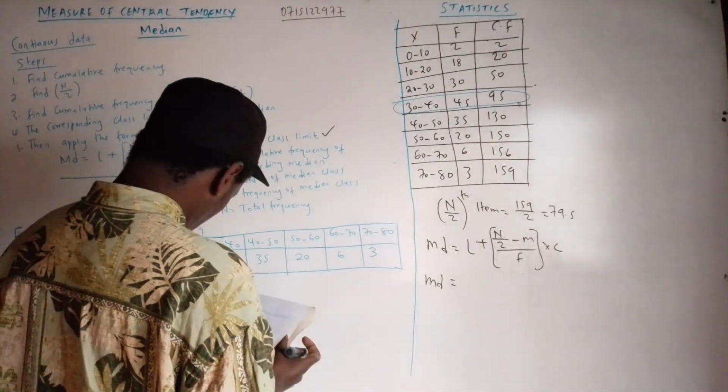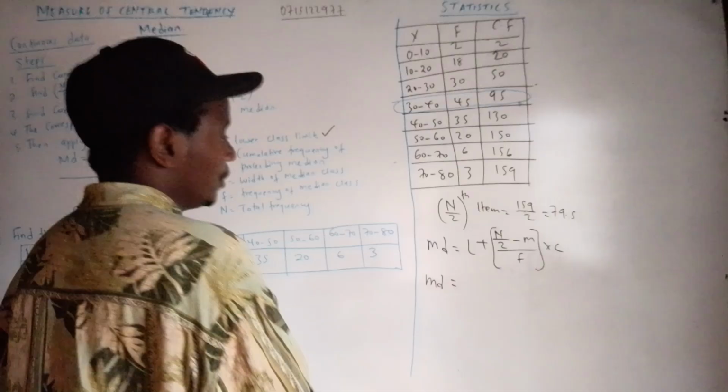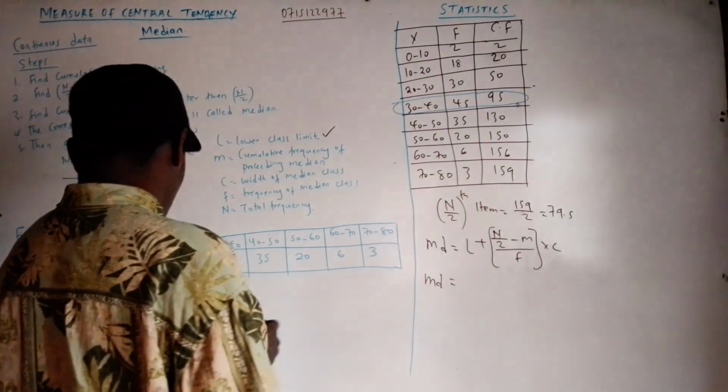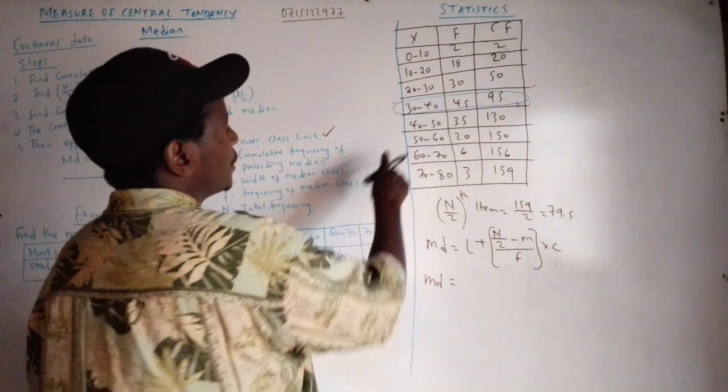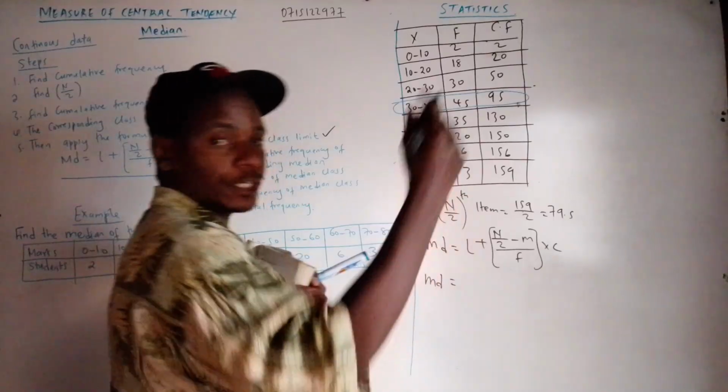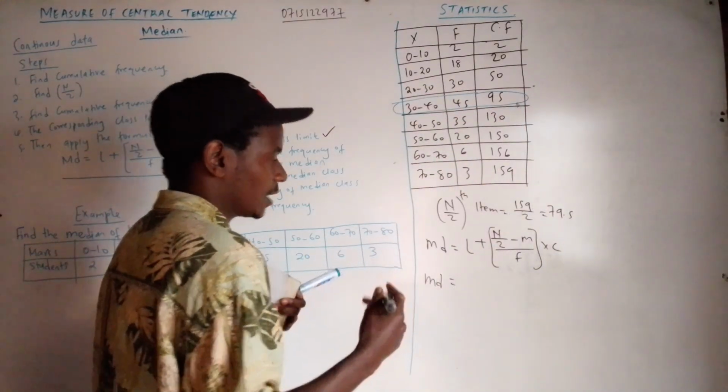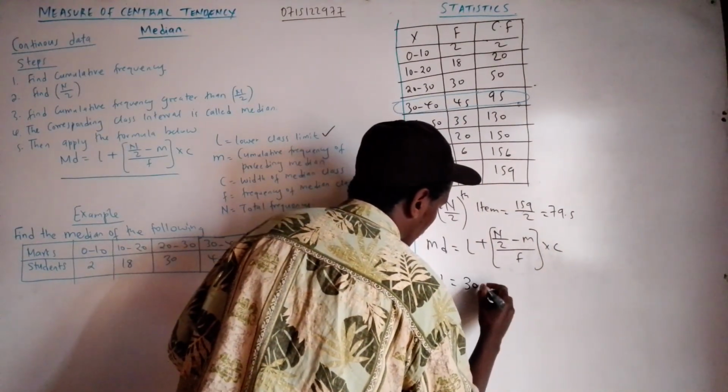So let us locate it. Our class is 30 to 40. So 40 is the upper class limit and 30 is the lower class limit. So it is 30 plus n over 2. So n over 2 is 79.5, we have it here.